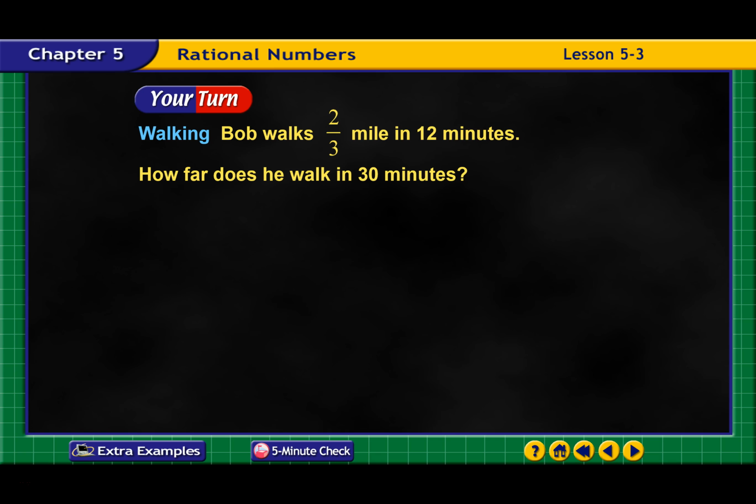All right, Bob walks 2/3 of a mile in 12 minutes. How far does he walk in 30 minutes? So I'm going to take 2/3 of a mile. Distance equals rate times time. So my rate is going to be 2/3 of a mile per 12 minutes, and 30 minutes is my time. And that's going to equal my distance.